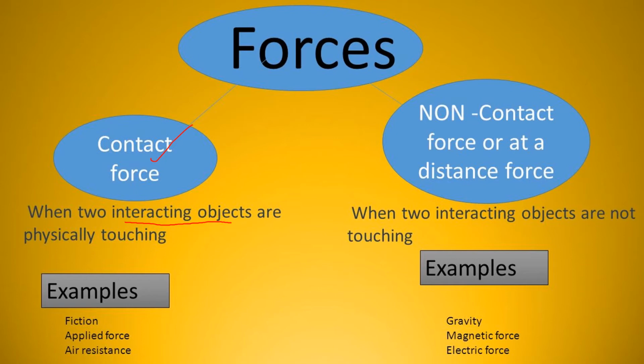The next one, we have your non-contact forces. How are non-contact forces? They take place at a distance. There won't be any contact. They will not be in physical contact with each other. Very simple example, gravitational force. That is how our solar system is, how all the planets are revolving around the sun. It's due to your gravitational force of attraction. And then we have magnetic force and then electric force. So these are the two types of forces we have. One is contact force and the other one is non-contact force.